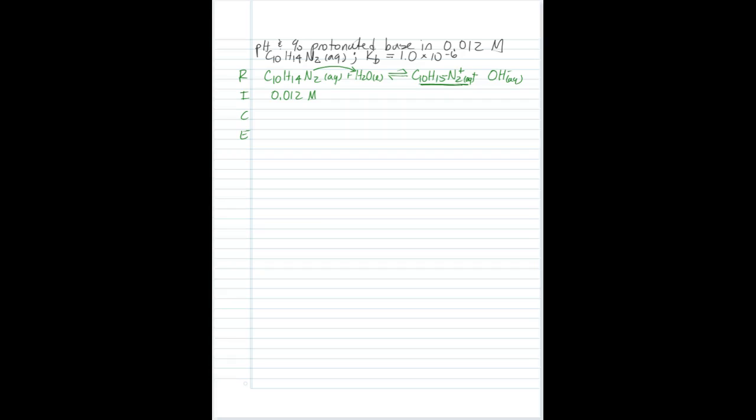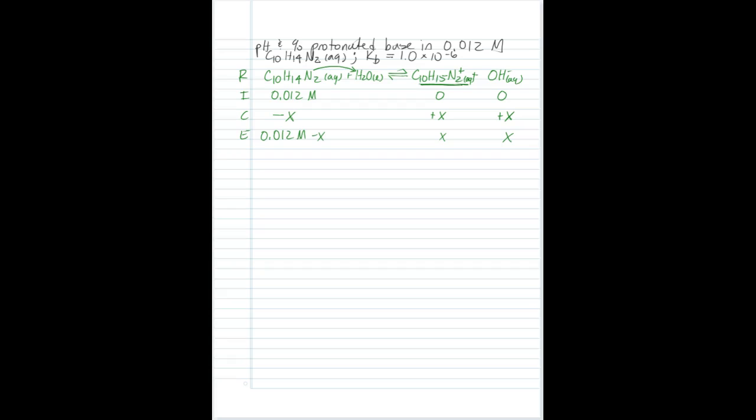And we ignore the water because it's a pure liquid and it doesn't enter into the K expression. And then we're going to start with 0 of both of these species. As it reacts over time, we're going to use up some of these nicotine molecules, however many, it's minus X, and we're going to add some of the protonated base and some of the OH minus. Okay, and so if you take those initial and change rows and add them together to make the equilibrium row, you will find 0.012 molar minus X, and then X and X.